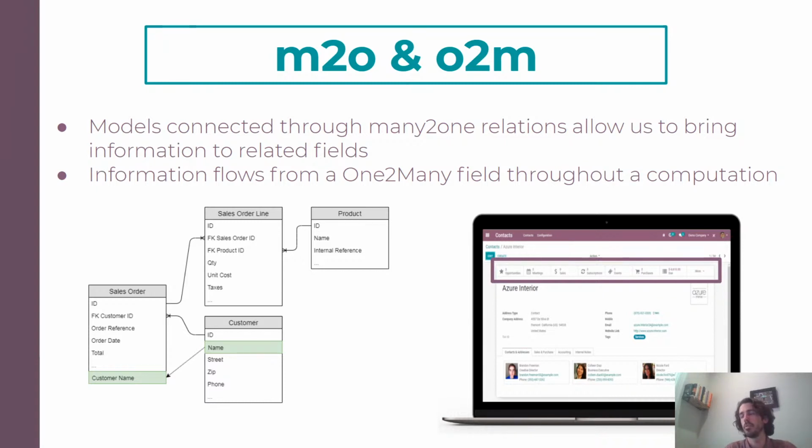And finally, just to mention, here is an example of those one-to-many relations. You can see for the contact Azure Interior, from one contact we have the buttons for many opportunities, many meetings, many sales, and purchase orders that we did for that specific contact.